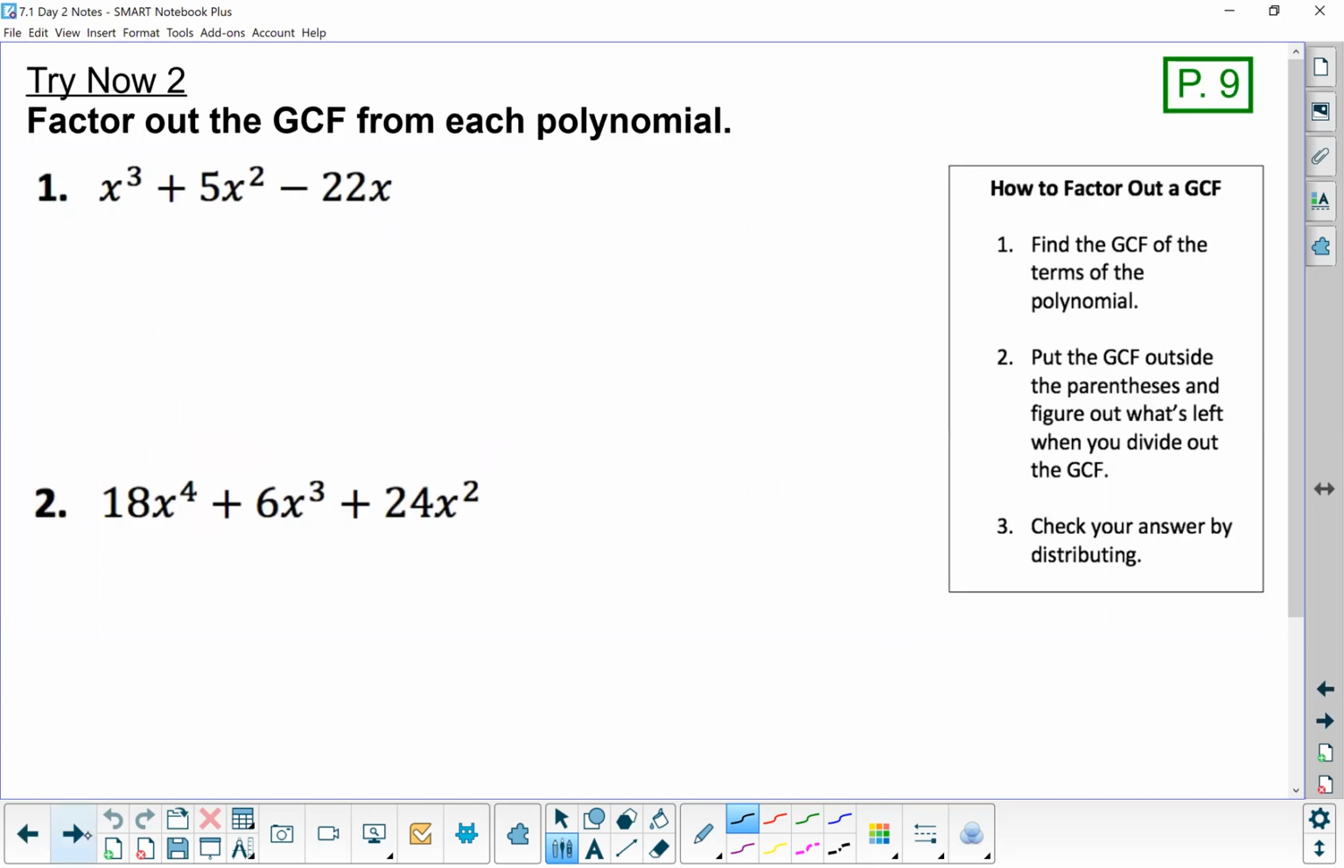So go ahead and try these two. It would be a good review. Factoring out the greatest common factor for x cubed plus 5x squared minus 22x, and 18x to the 4th plus 6x cubed plus 24x squared. I'll give you a minute or two. Go ahead and factor those, and we'll take a look at the answers.